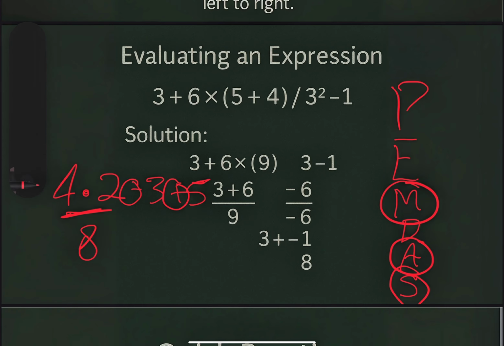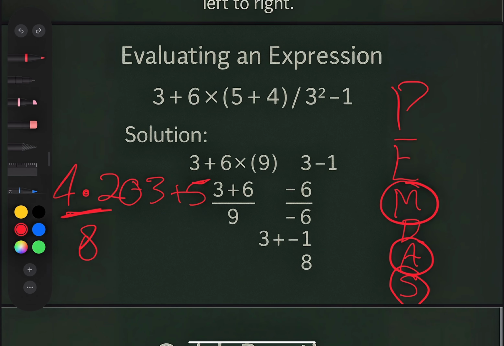So in this case, I'll just do subtracting first. So 8 minus 3 plus 5. 8 minus 3 equals 5, and then afterwards we just add. So it's 5 plus 5, that equals 10. So see, we basically simplified our expression in this case.